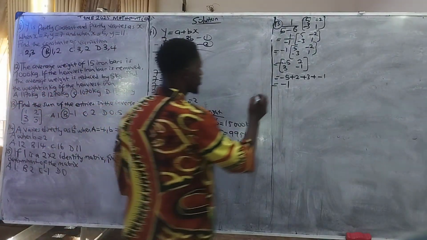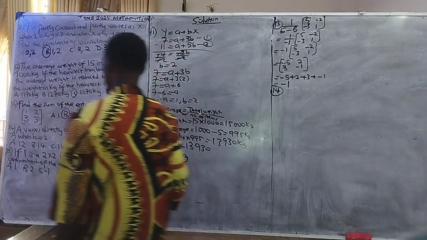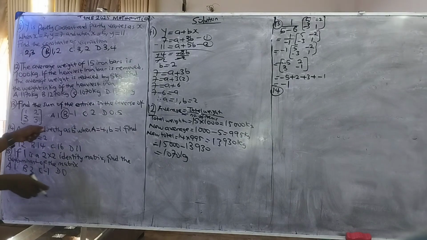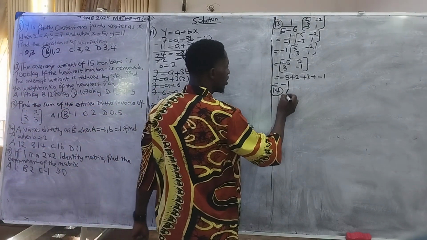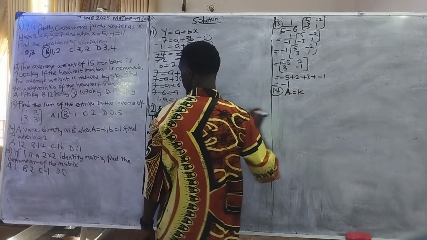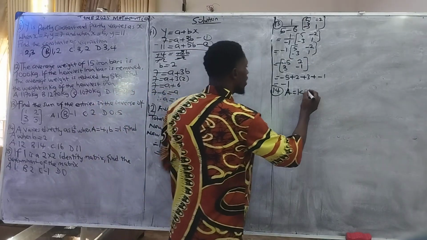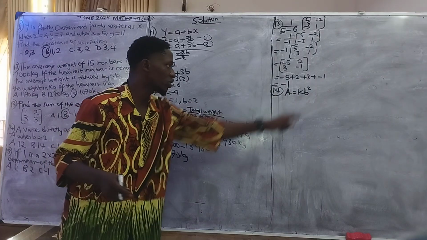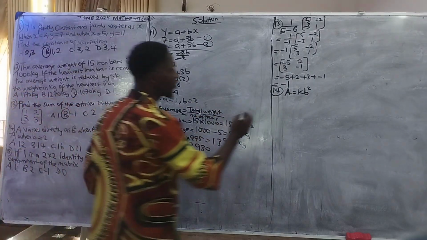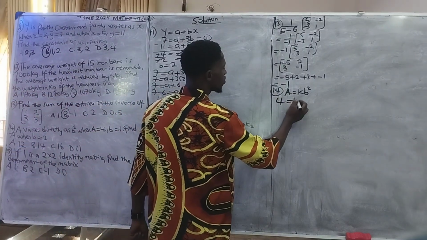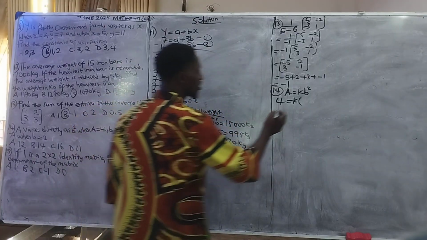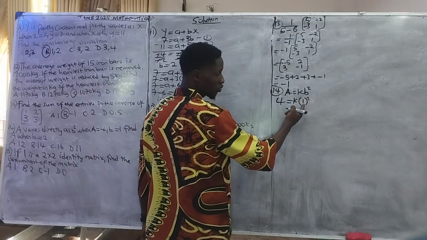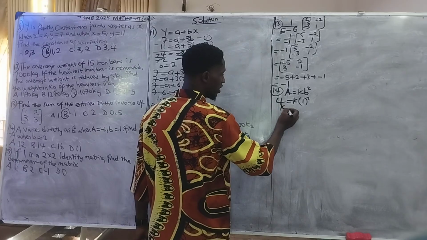Then we have number 14 there. Variation: A varies directly as b squared, so A is equal to k, introducing a constant, times b squared. We first of all have to get the value of the constant. Our A is given as 4, so 4 equals k bracket, b is given as 1, 1 squared. 1 squared is 1, and 1 times k is k. So our k is 4.